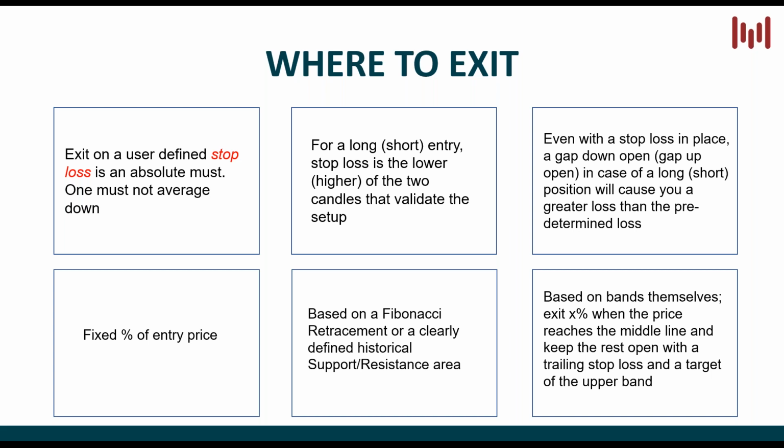A user-defined stop loss, which defines your initial risk level, is an absolute must. One must not average down. What does that mean? I bought 100 units of a stock at 50, so my initial capital was 5,000. Let's say entry price was 100. I had a take profit target in mind, which is 20%. So 120 is my objective, and my stop loss is, let's say, 95, 5%. So entry price is 100, stop loss is 95, take profit is 120.